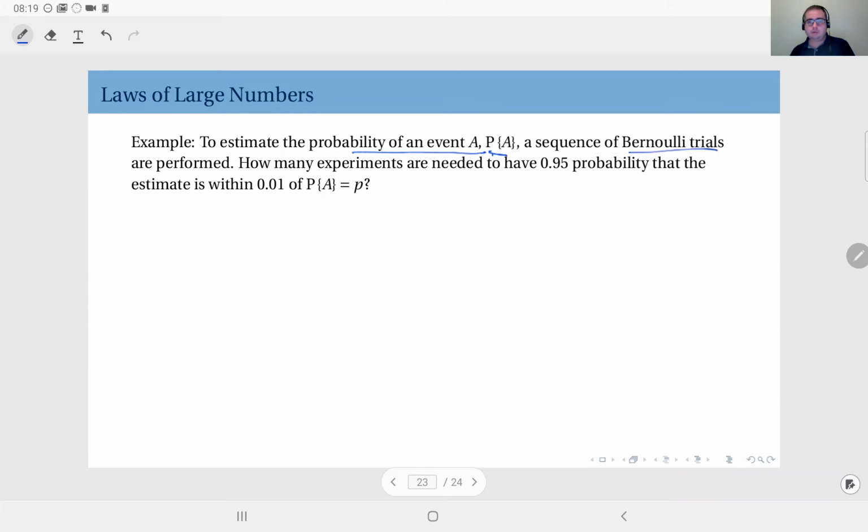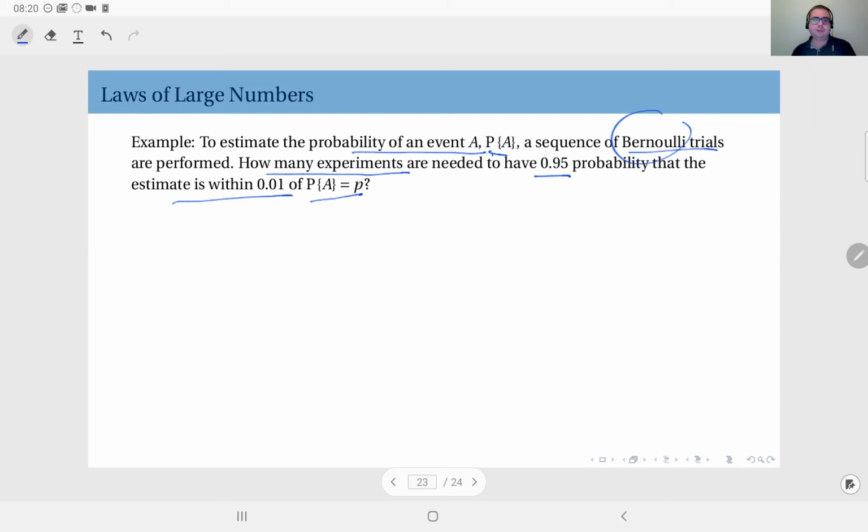So you just repeat your random experiment. Why is it Bernoulli? Because the outcomes you are interested in are: event A occurred, event A didn't occur. Event A occurred, event A didn't occur. That's the definition of a Bernoulli trial. Okay. The question is, how many experiments do I need to have 95% probability that my estimate is going to be within 1% of the true probability of event A?